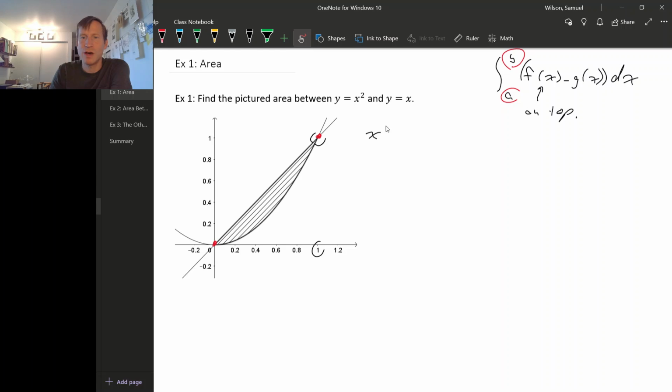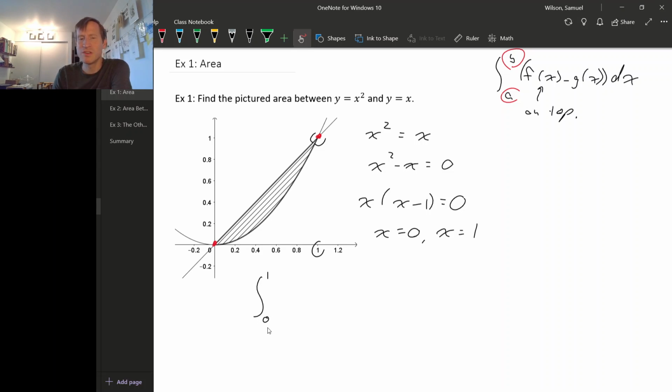So the bottom one, the parabola, is x squared. The top one is x. We want to know where those are equal, so we're going to set them equal to each other, and then manipulate this algebraically to solve the equation. Move the x to the left: x squared minus x equals 0, and then factor: x times x minus 1 equals 0. And yes, sure enough, we get x equals 0 and x equals 1. So these two graphs intersect at x equals 0 and x equals 1. That means when we do our integral, we're going to go from 0 to 1.